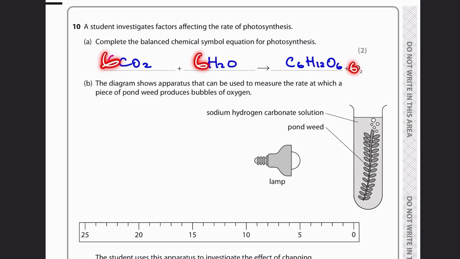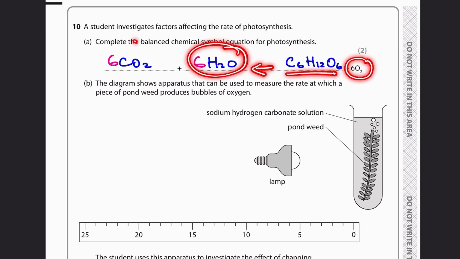And that's done. And just a quick point, if this was the equation for respiration, then it'll just be the other way around, right? It'll be 6 oxygens, add glucose, make 6 waters and 6 carbon dioxide.